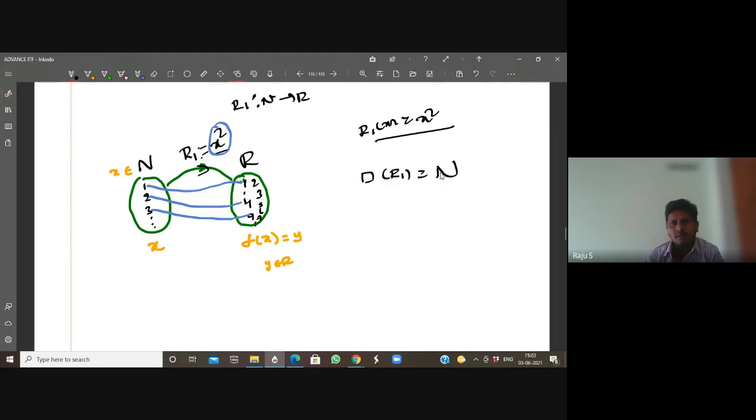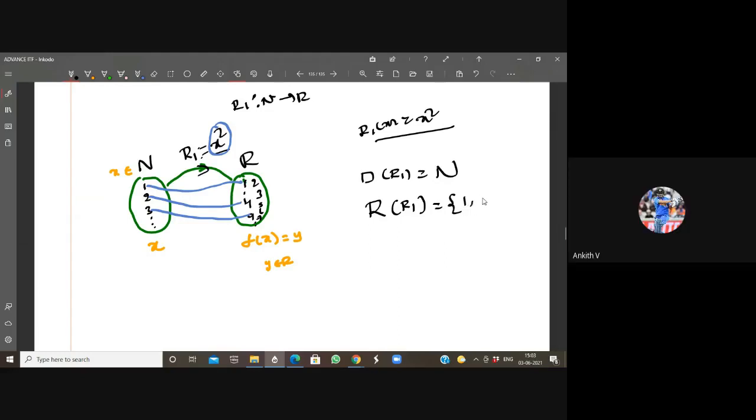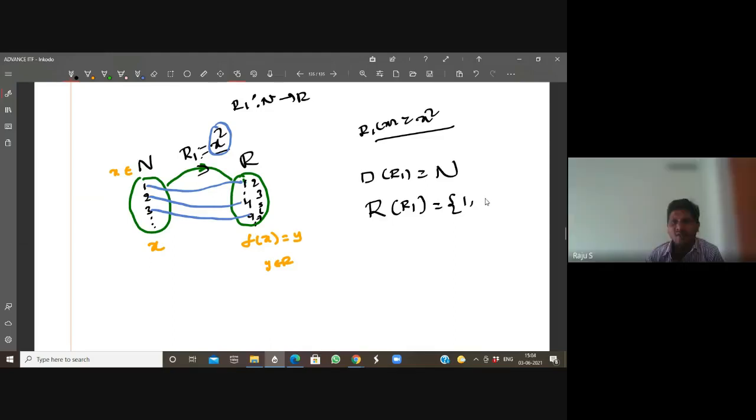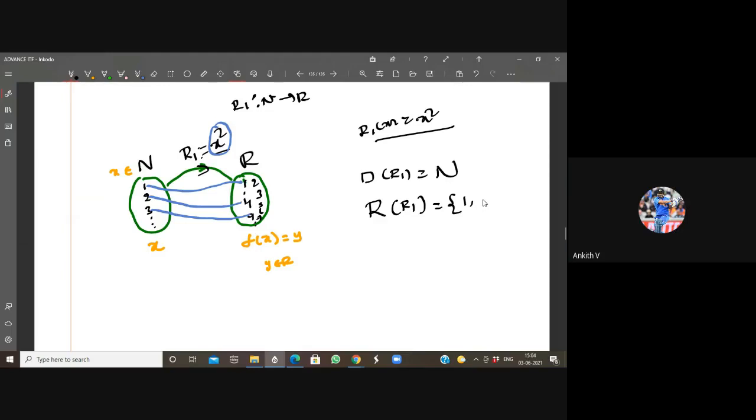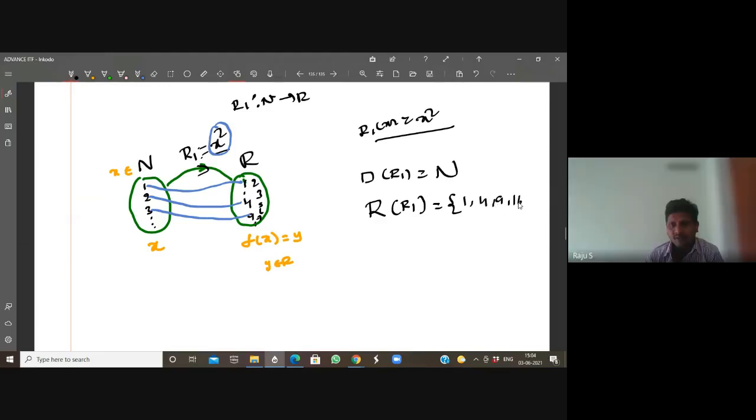Domain of R1 is all natural numbers. But the range of R1, this is important. The range of natural numbers under x square, such that x is a natural number. Simply, you can write that in roster form: 1, 4, 9, 16, and so on. Am I right? This is the range.